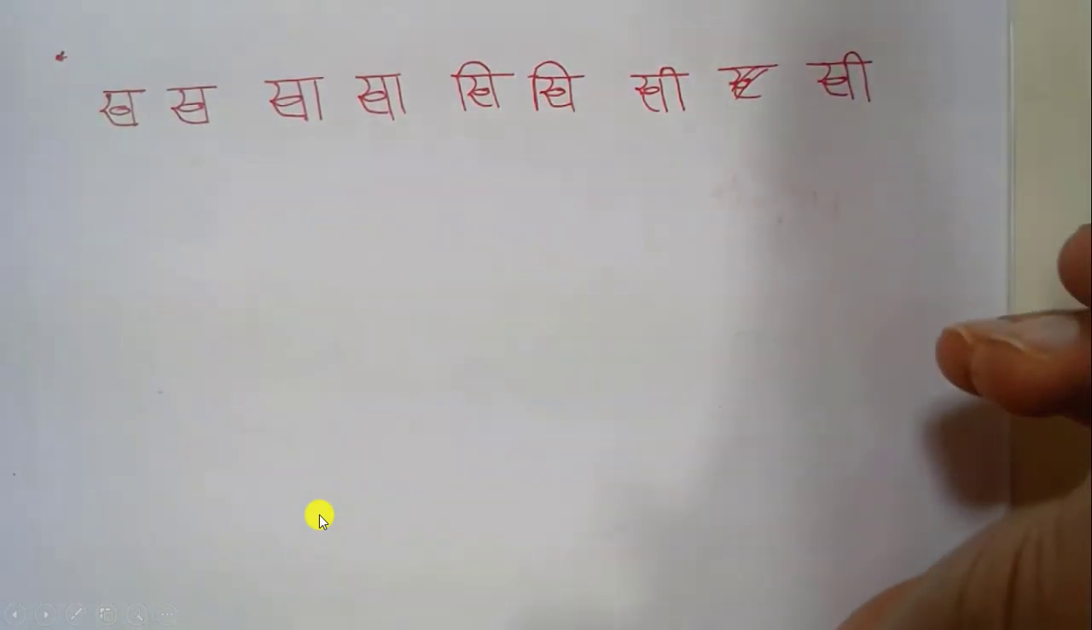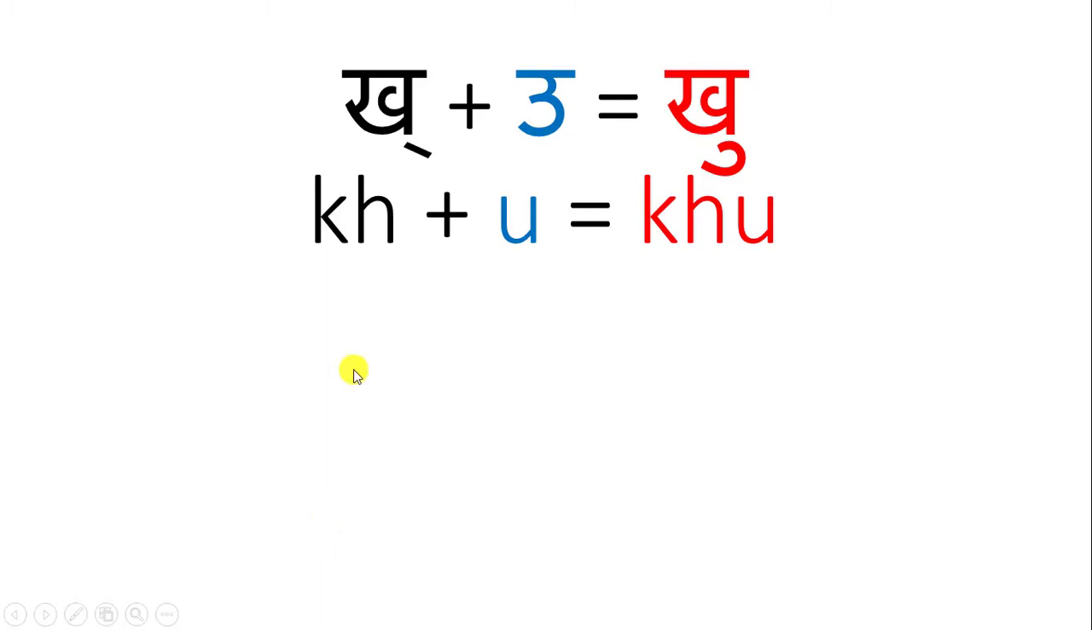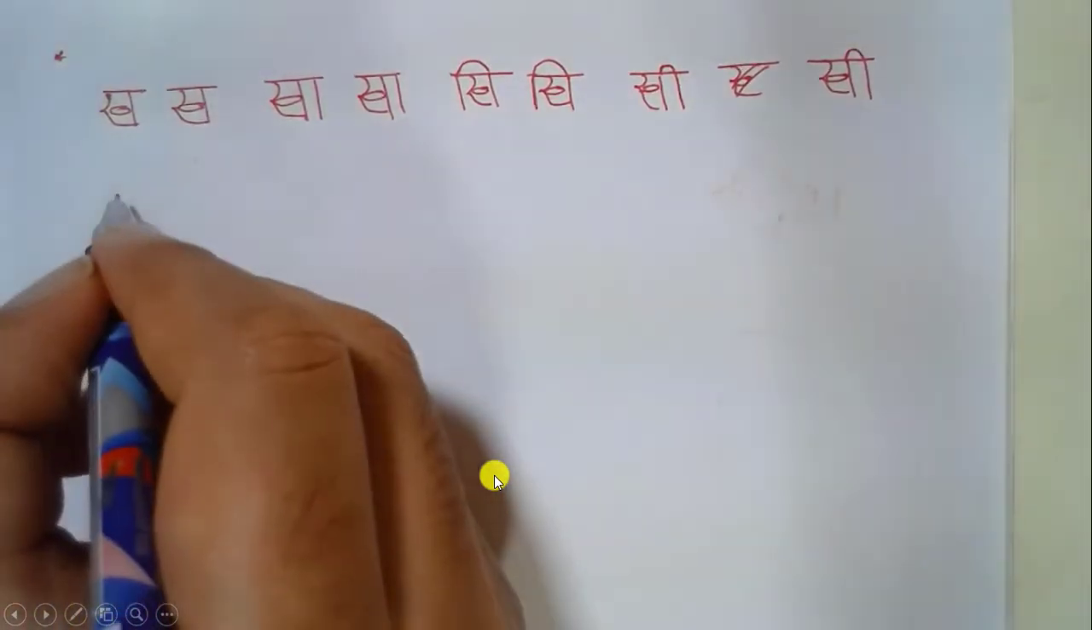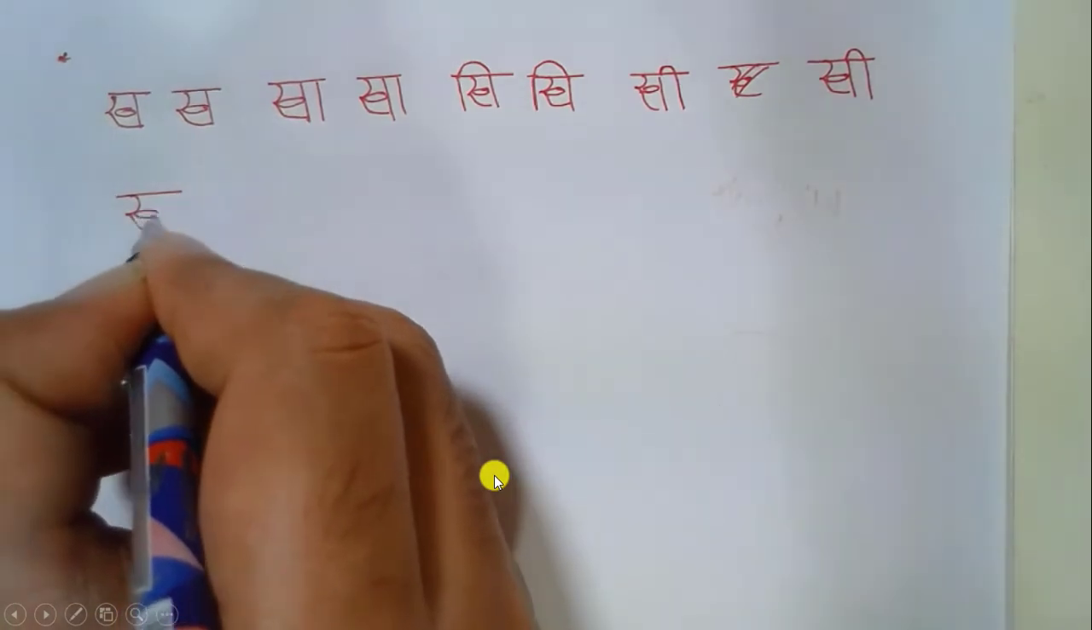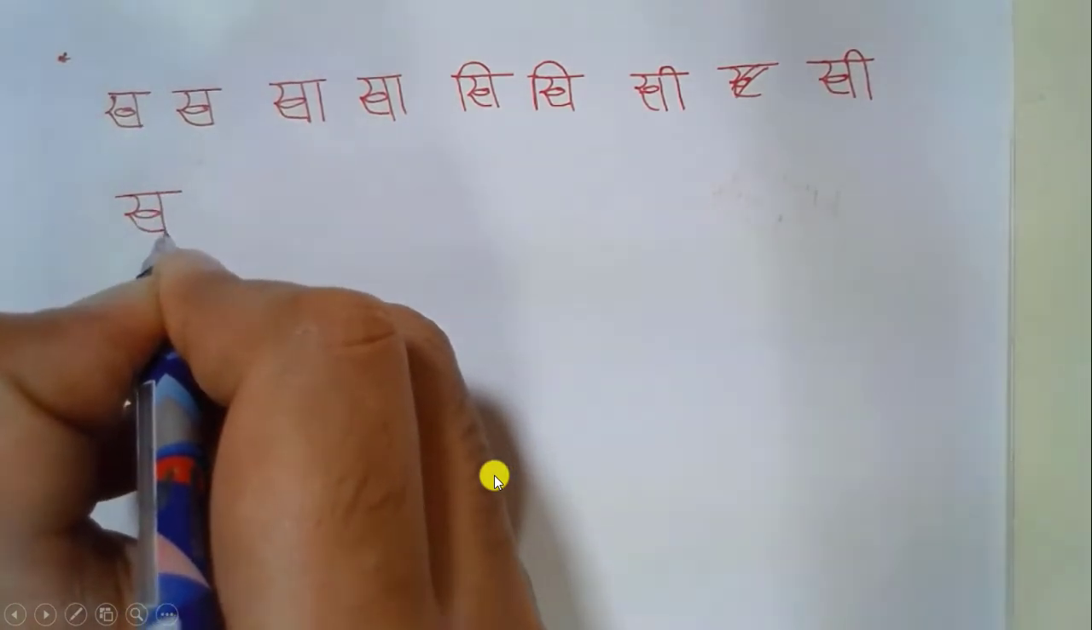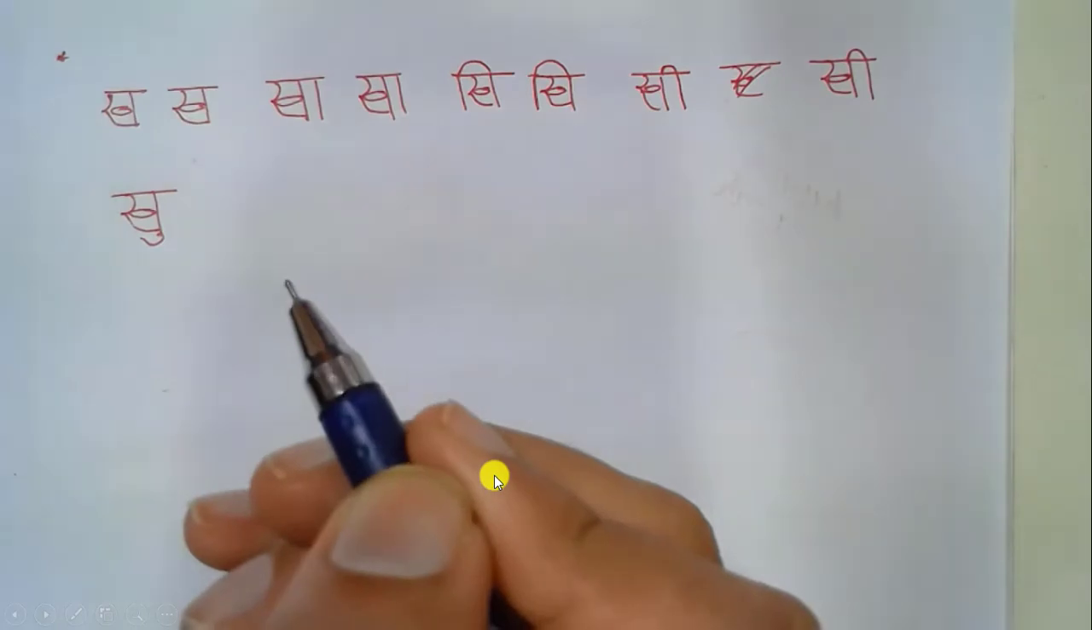Next is Ku. You get the sound Ku when you add K to U. K plus U equals Ku. And you write it like this. Once again.